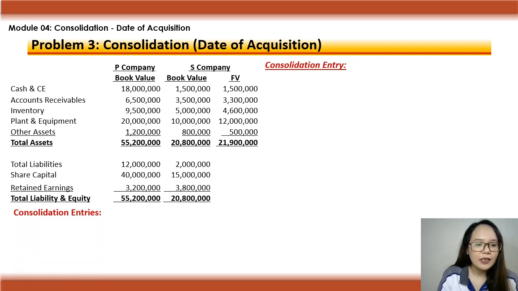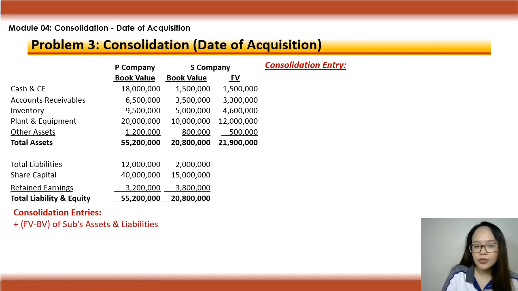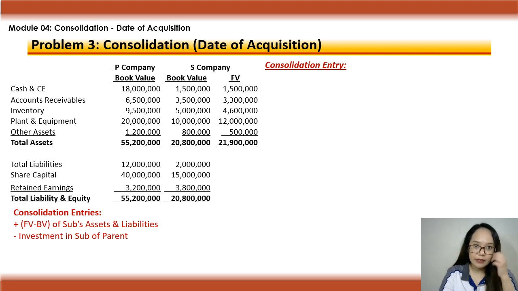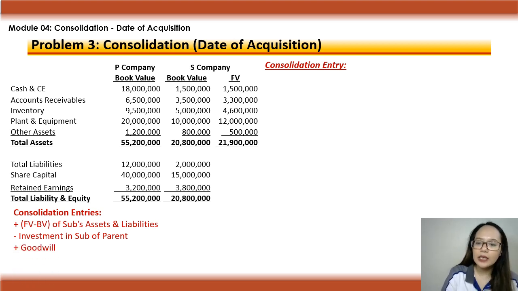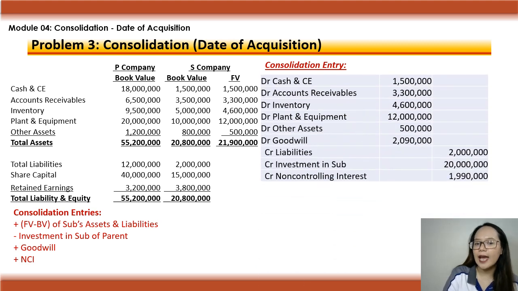Okay. Ngayon naman, ano yung consolidation entries mo? Di ba sabi natin, ang consolidation entries natin, first adjust the subsidiary's book values to its fair value. Minus, i-eliminate mo yung investment in subsidiary na ni-recognize ni parent. Idagdag mo yung goodwill sa NCI. Your consolidation entry will look like this.